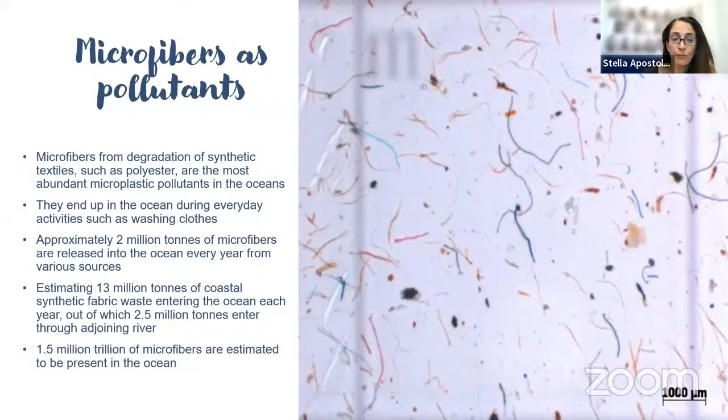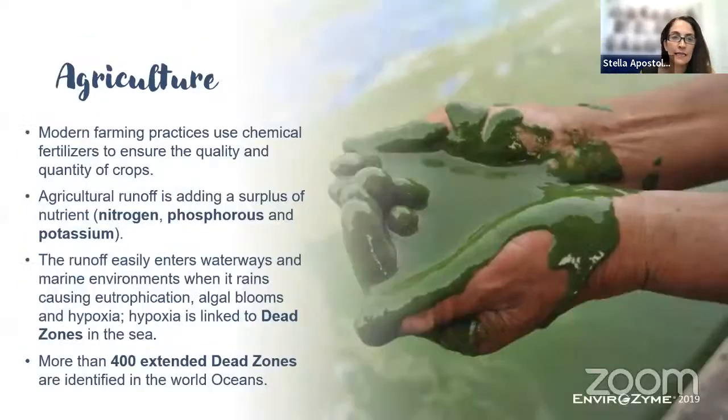Approximately 2 million tons of microfibers are released into the ocean every year from various sources. 13 million tons of coastal synthetic fabric waste are entering the ocean every year. Out of the 2 to 2.5 million tons that come through the rivers, and 1.5 trillion microfibers are estimated to currently be present in the oceans. Again, they are tiny and they are entering our food chain.